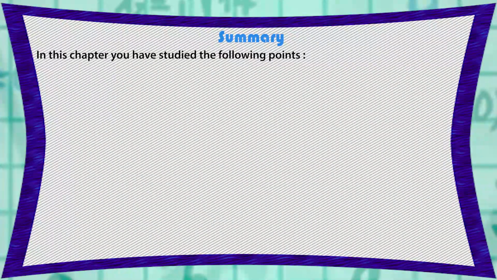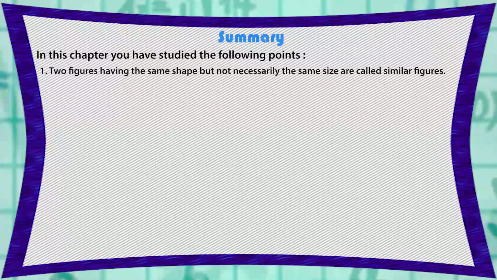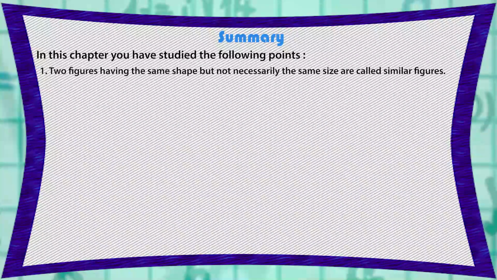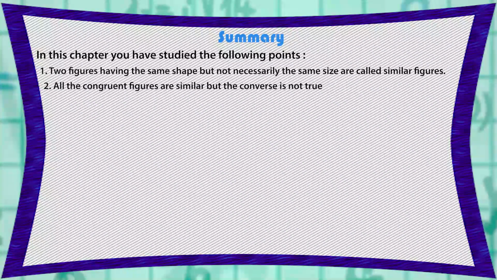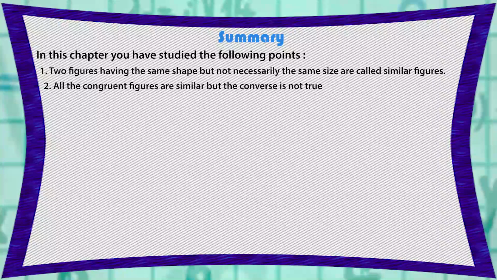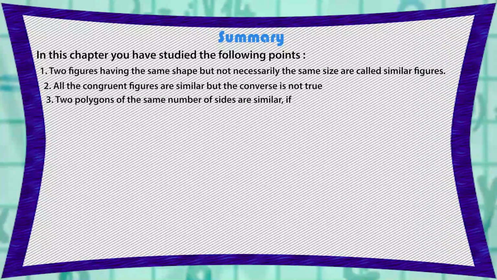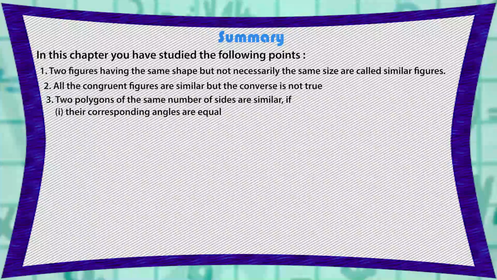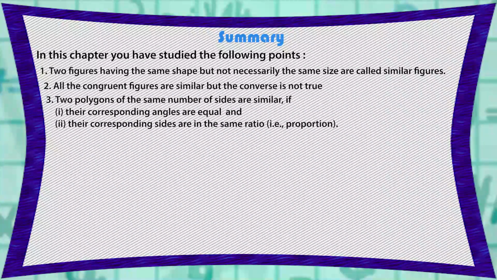In this chapter, you have studied the following points. Two figures having the same shape but not necessarily the same size are called similar figures. All congruent figures are similar, but the converse is not true. Two polygons of the same number of sides are similar if they satisfy two conditions: their corresponding angles are equal and their corresponding sides are in the same ratio or proportion.